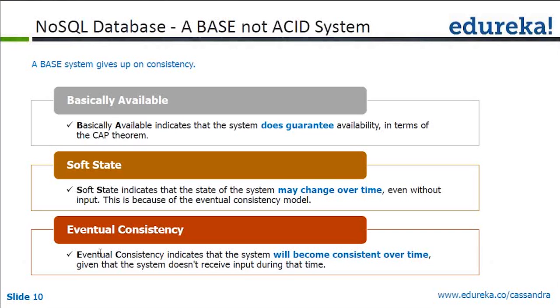So that is the third point. So eventual consistency, which means the database will be consistent over a period of time. Okay. So most of the NoSQL databases, they satisfy the BASE principles.